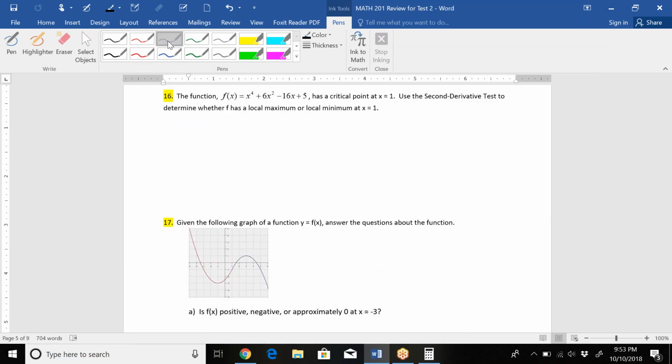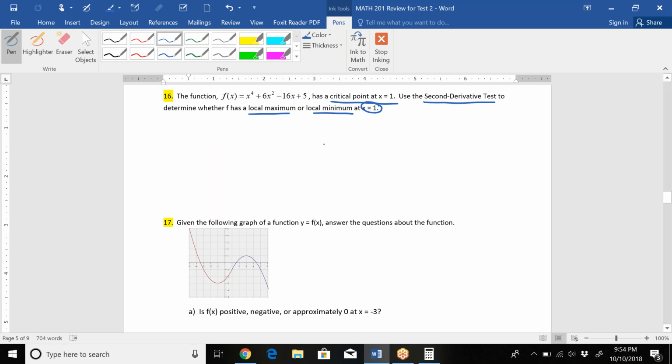So 16 says the function f of x equals x to the 4th plus 6x squared minus 16x plus 5 has a critical point at x equals 1. They're already telling you the critical point for this. Use the second derivative test to determine if that is a local max or local min at that specific value. So since they've given you the value they want you to test here, this is using the second derivative test, which normally we would have to take the first derivative ourselves, find all the critical points, and then plug all of them into the second derivative to see if it's positive or negative, which told us if it was concave up or concave down, which actually tells you whether or not it's a max or min.